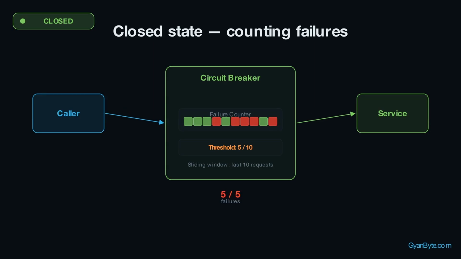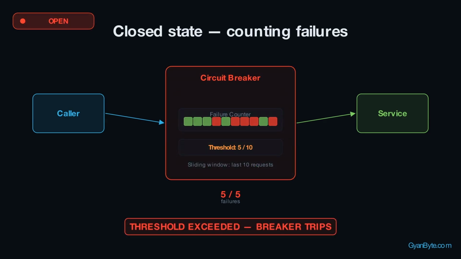The counter uses a sliding window, typically the last 10 requests or the last 60 seconds. This prevents a single old failure from keeping the count high forever. The moment the failure count crosses the threshold, let's say 5 out of 10 requests failed, the breaker trips. State transition to open. No more requests go through.